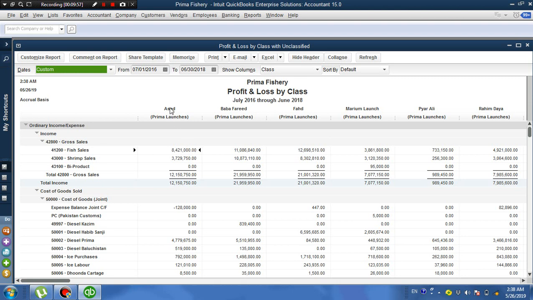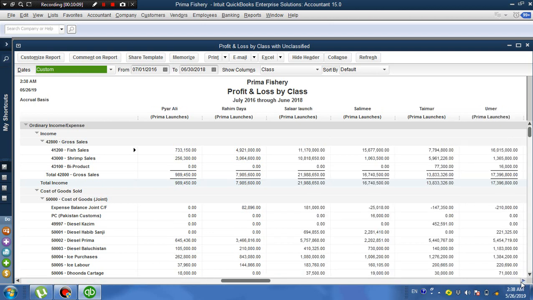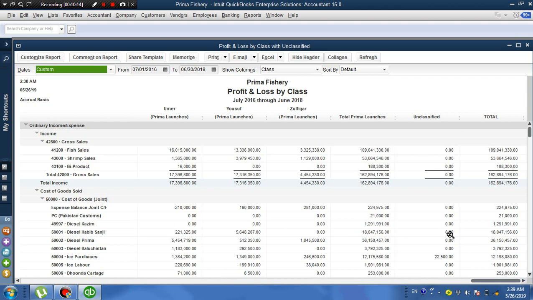Now these are the boats. Look, Asad. As we have seen, there were many trips and this Asad boat. So is Baba Farid, and one by one every boat. And these are all our boats. And these are some unclassified expenses. Now, what is this unclassified?